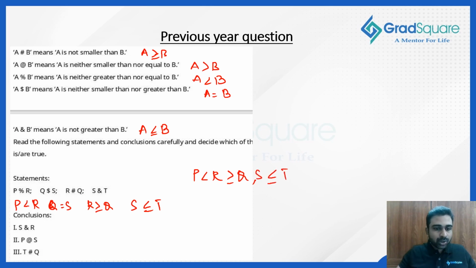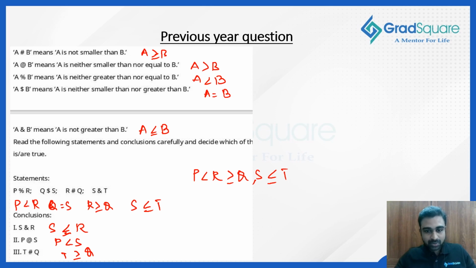Again, I'm going to apply the same codes for the conclusions as well. So S and R means S is less than or equal to R, and P at S means P is less than S, and T asterisk Q means T is greater than or equal to Q. So I'm going to check for the conclusions in the given statement. So S is less than or equal to R. So can I say that S is less than or equal to R?